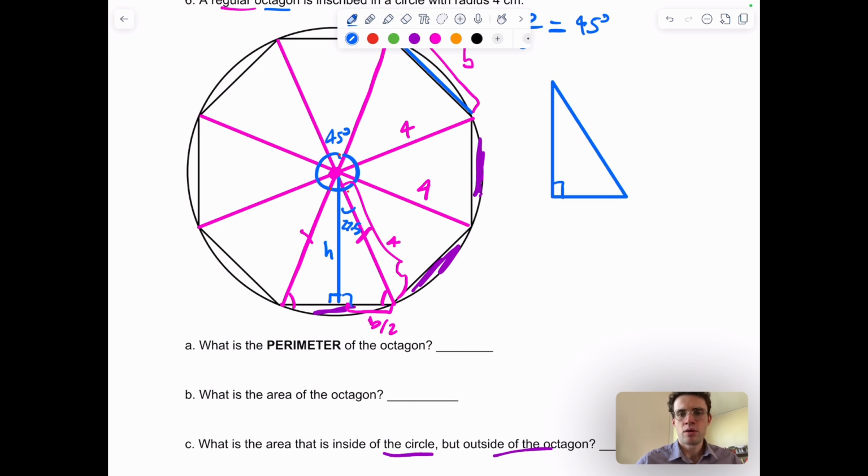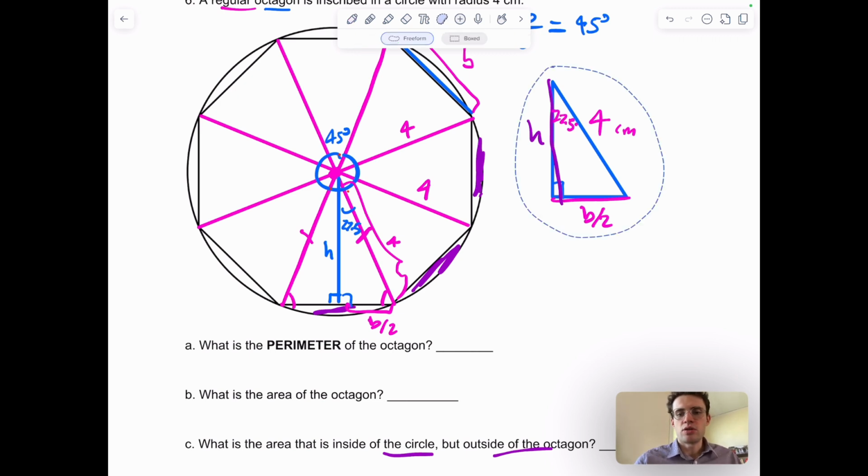So if I redraw this right triangle, just so it's a little bit less cluttered, we have a right angle. The leg down here is half of the base. Up here we have the height. Again, neither of those is known. But we do have that the hypotenuse here has a length of 4 centimeters. And the angle up top is 22.5 degrees.